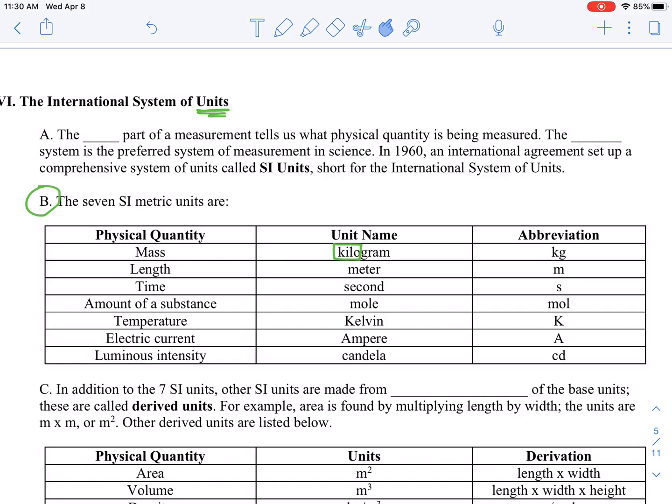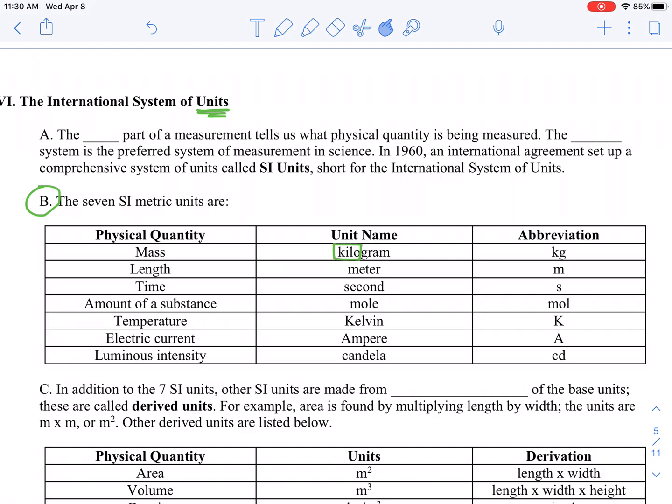So for length, we have something called a meter. For time, we have something called a second. For amount, we have something called a mole that we'll spend quite a bit of time on down the road. For temperature, we use a scale called Kelvin. Kelvin is the scale that includes absolute zero at 0. So right at 0 Kelvin, that's where molecular motion ceases to exist. If we want to figure out how much electricity is going through something, you've probably heard of the ampere or amps. And then luminous intensity is essentially how bright a light is, and we use something called candela.